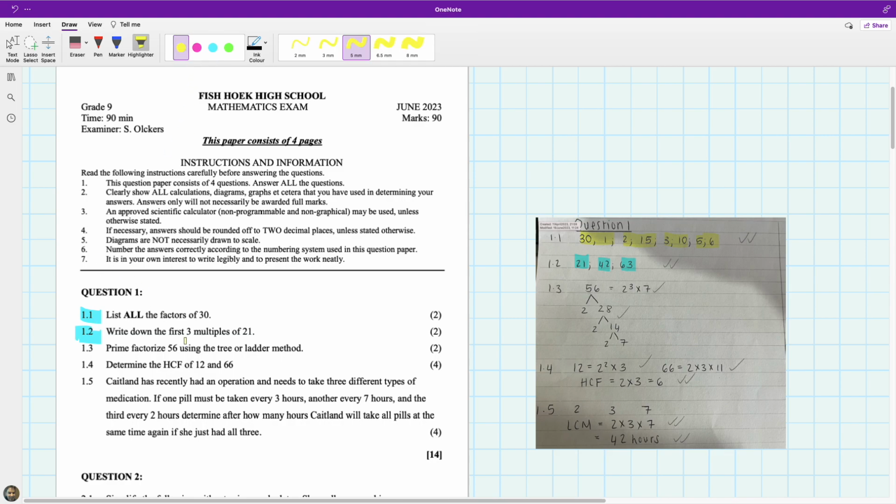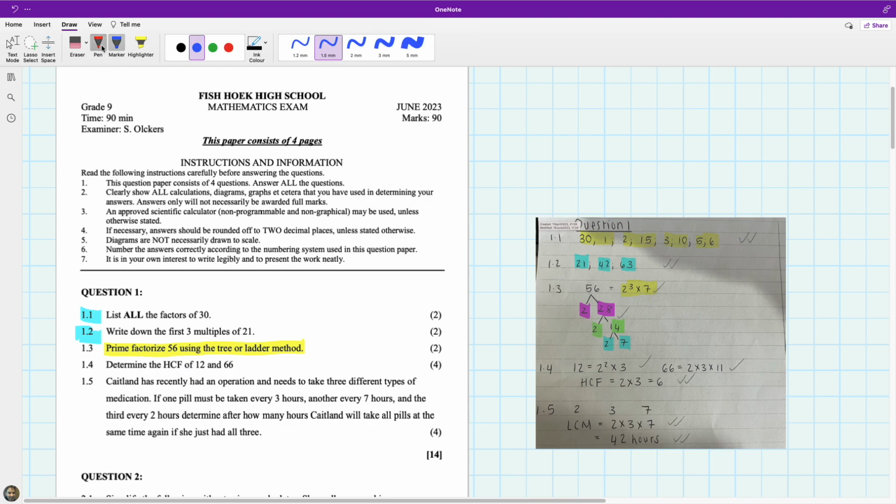Now 1.3, prime factorize 56 using the tree or ladder method. On the memo here we have the tree method, but you could also use the ladder method. 56 can be split into 2 times 28, and then 2 is prime, so we leave that. 28 could be split into 2 times 14, and then we can split the 14 into 2 times 7. That leaves us with 2 times 2 times 2 times 7 as our answer, or 2 to the power of 3 times 7.